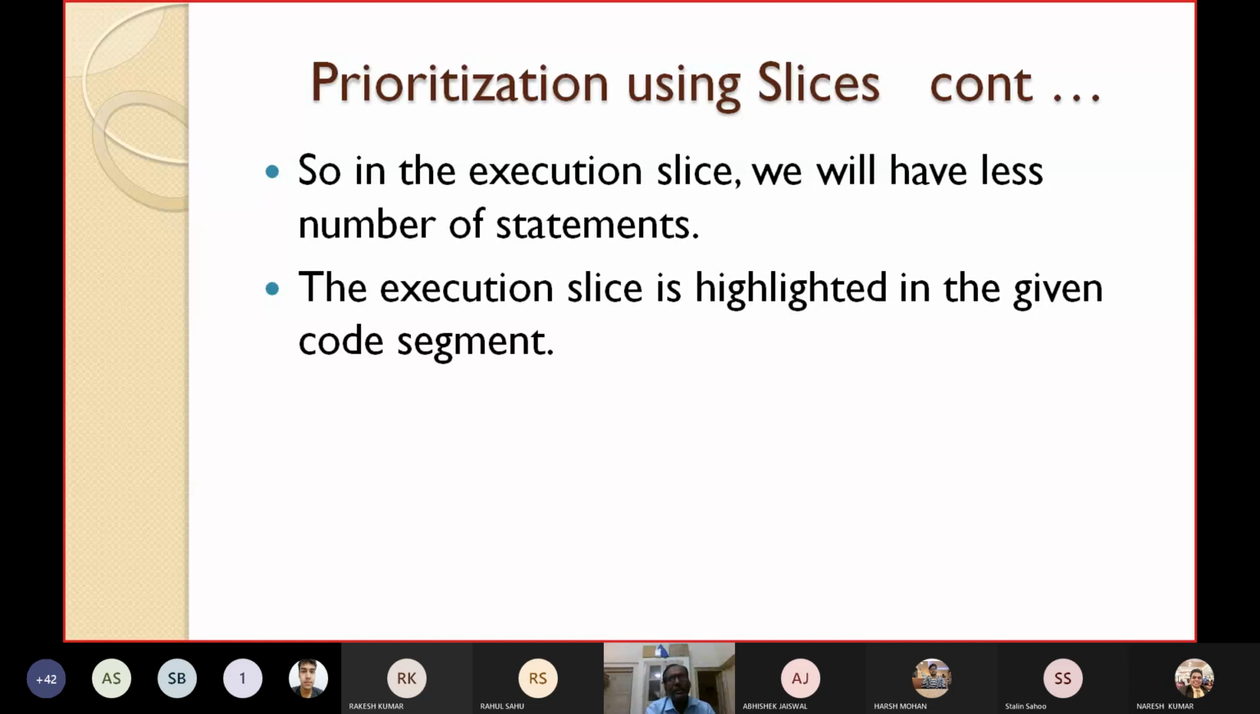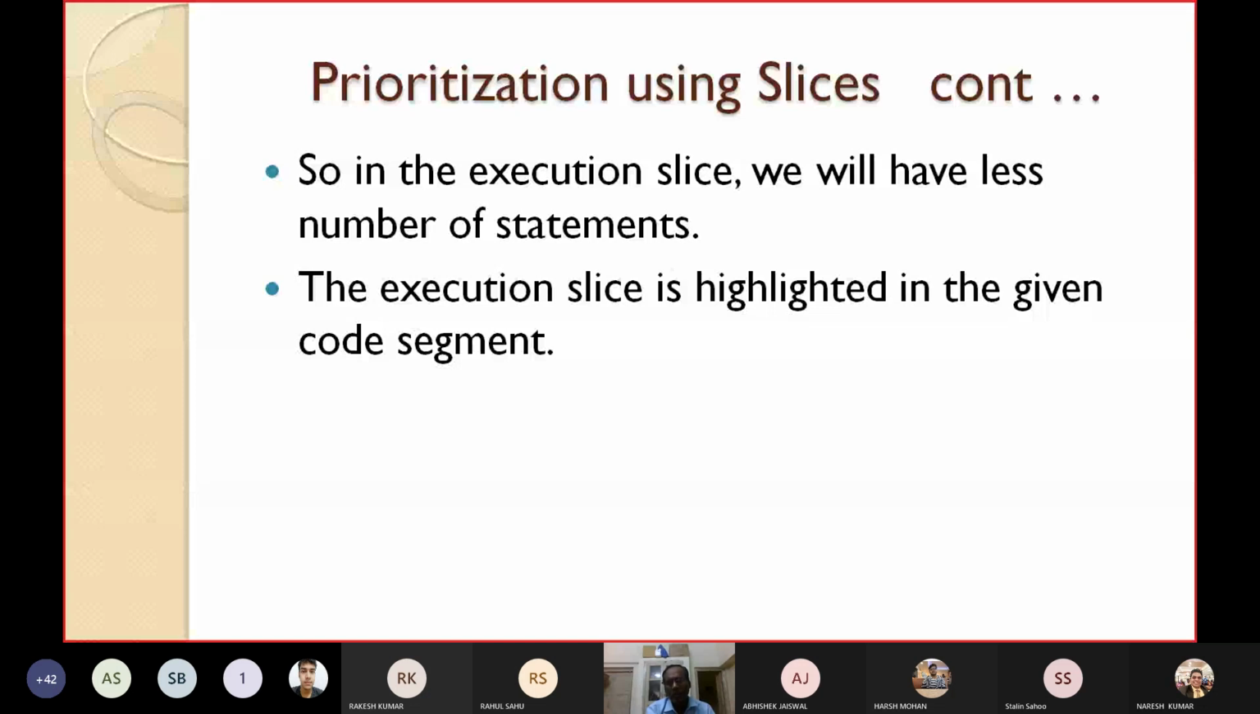So in the execution slice, what will happen? We'll have fewer statements. If we consider the full program, you have to run all the statements. But if we compute the execution slice, only those statements will be rerun. So in the execution slice, we will have fewer statements to be executed.